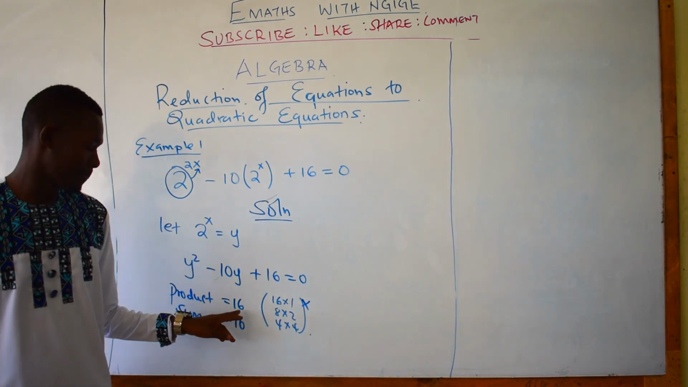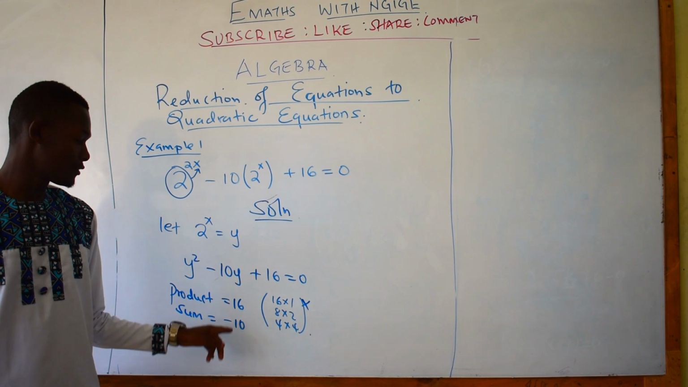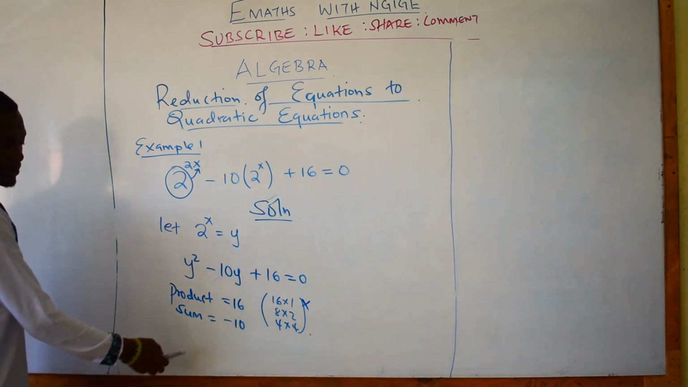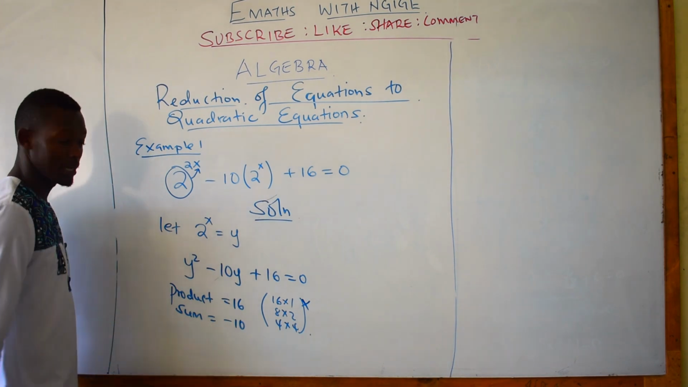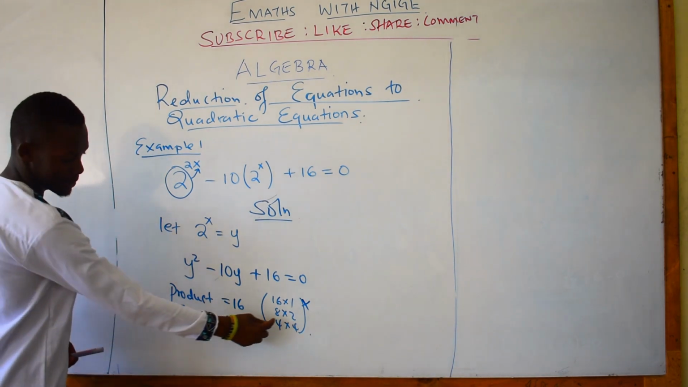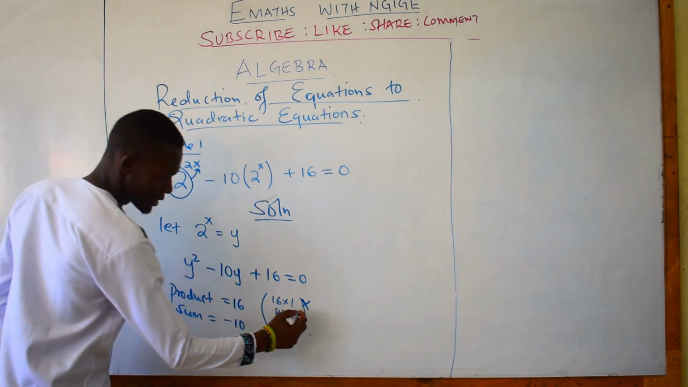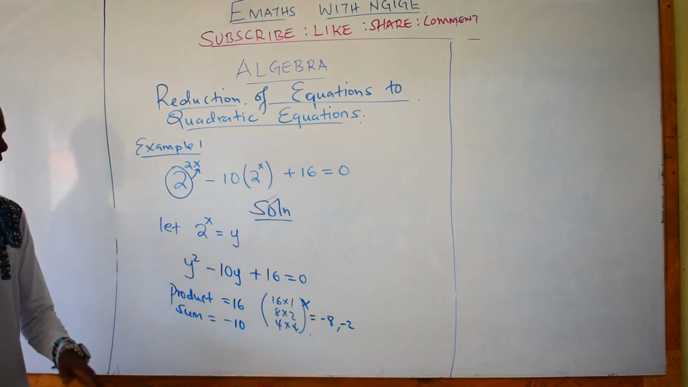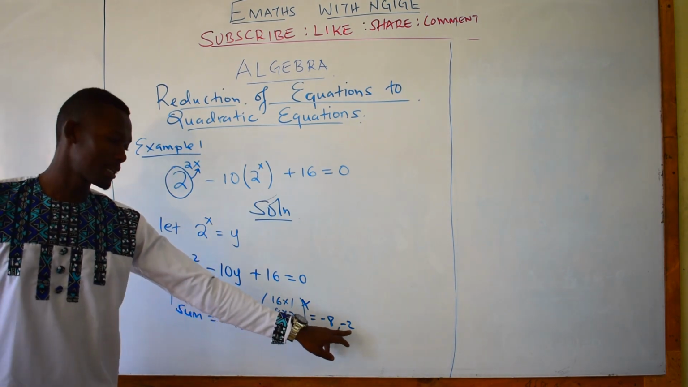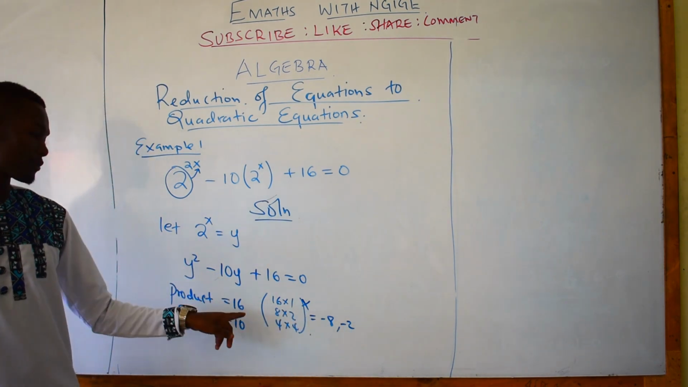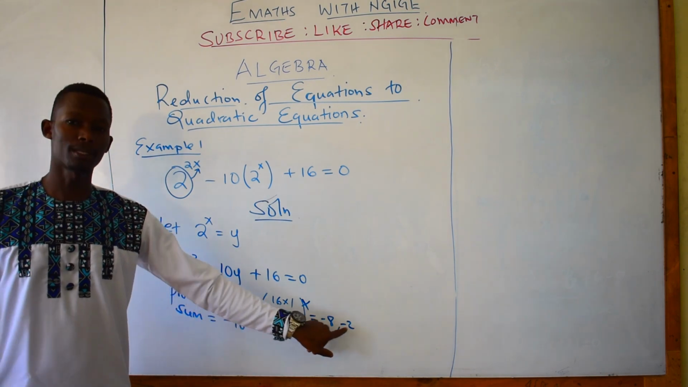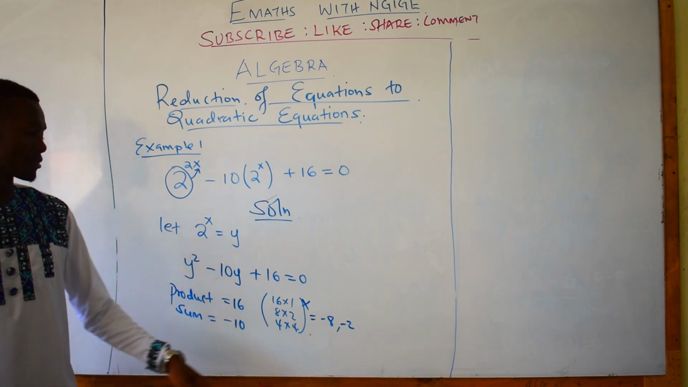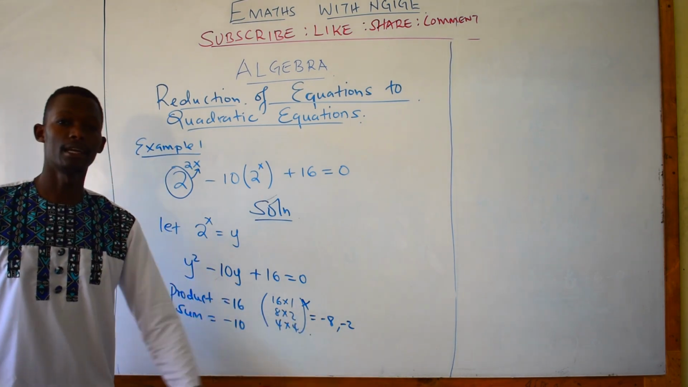Let's take the second one. 8 times 2 gives you 16, and 8 plus 2 gives you 10. But remember, our sum is supposed to be negative 10. So how do we negate? We can negate this, and we have negative 8 and negative 2. Such that negative 8 times negative 2 gives you positive 16, but negative 8 plus negative 2 gives you negative 10. So our two factors that we have here are negative 8 and negative 2.